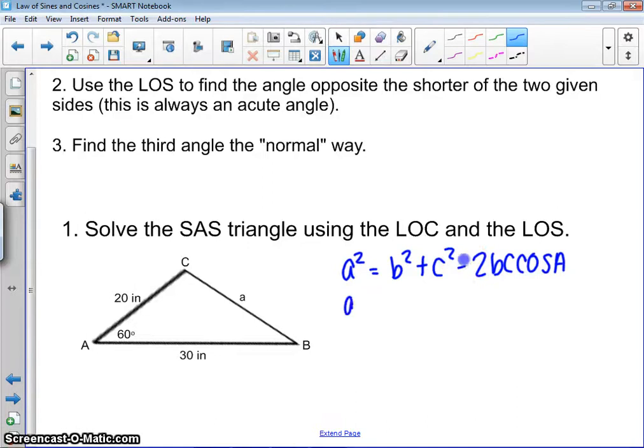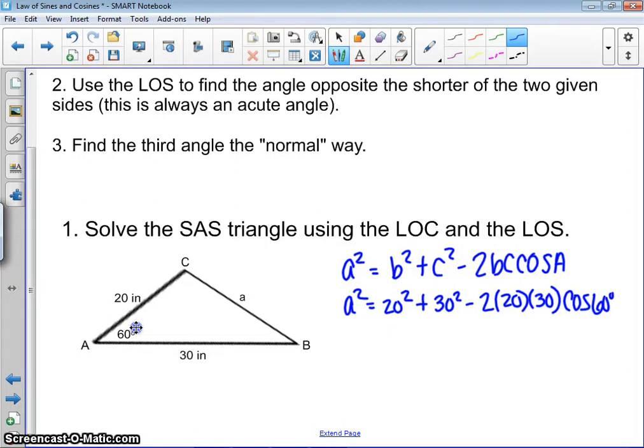Then I'm just going to plug in everything to this formula and figure out what A is. A squared is going to equal B squared. B goes with this side right here, so that's just 20 squared, plus C, which is 30 squared, minus 2 times 20 times 30. I'm just plugging those values in. And then cosine of angle A. Anytime we've got a capital letter or it's inside a trig function, that's an angle, so this is going to be angle 60.